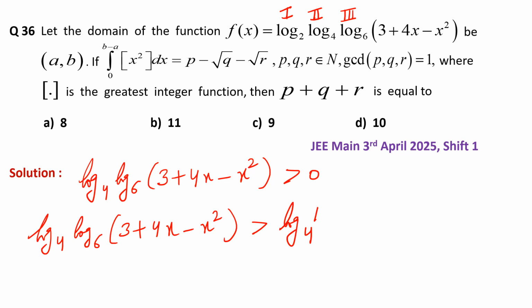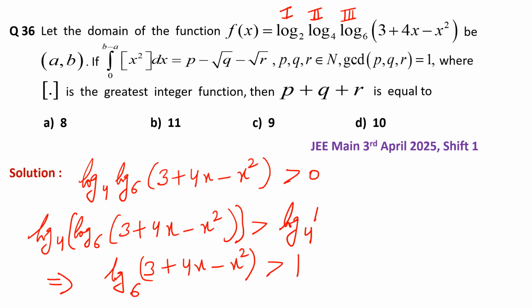Now we know that a logarithmic function becomes an increasing function when its base is greater than 1. Since the base of the outer logarithmic function on the left hand side is 4, this is going to be an increasing function. So by using the concept of increasing function, now I can write log of (3 + 4x - x²) to the base 6 greater than 1, right?